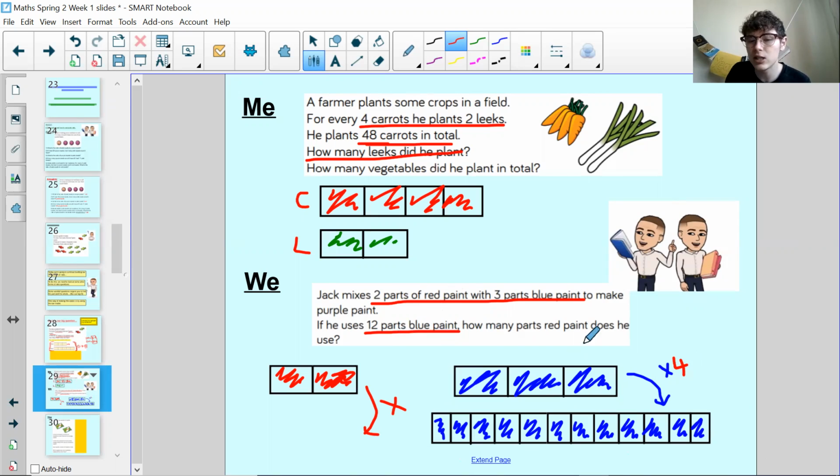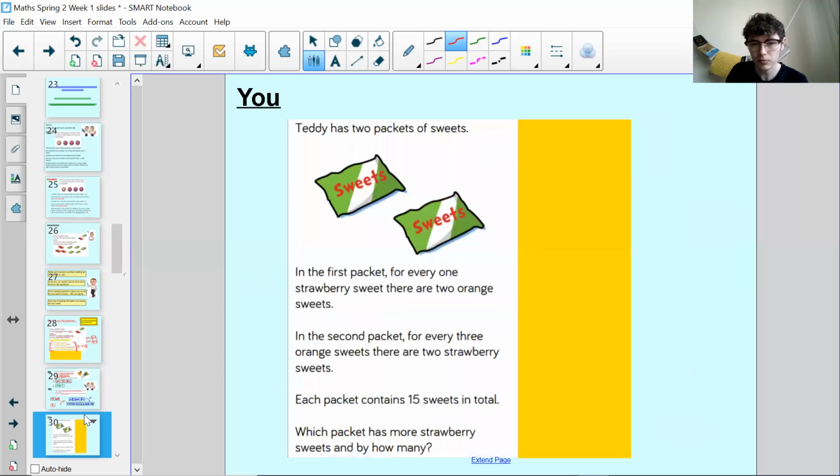And now we need to know how many parts red paint he uses. Of course, we would do the same thing, times by 4. I'm not going to draw the bar out, but 2 times 4 would give us 8. Okay, so we'd have 8 parts red paint. So well done if that's what you got. And let's move on to the U.